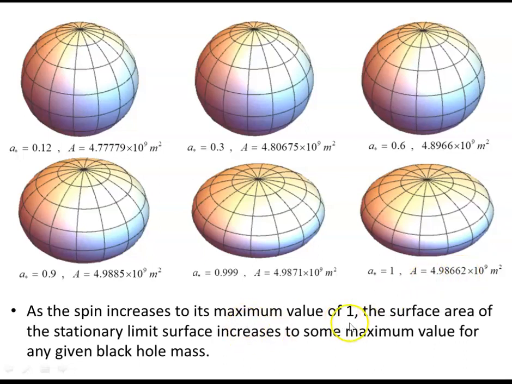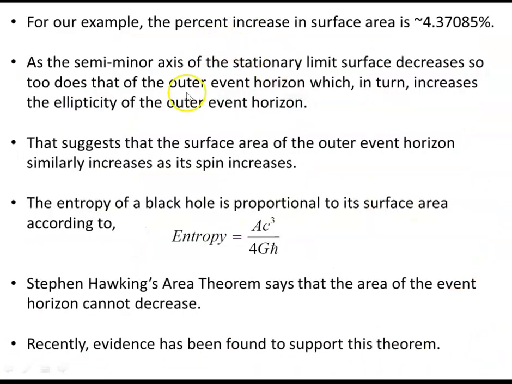So as the spin increases to its maximum value 1, the surface area of the stationary limit increases by a small amount to some maximum value for any given black hole mass. All right, for our example, the percent increase in surface area is about 4.37%.